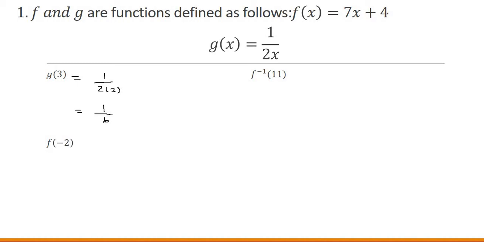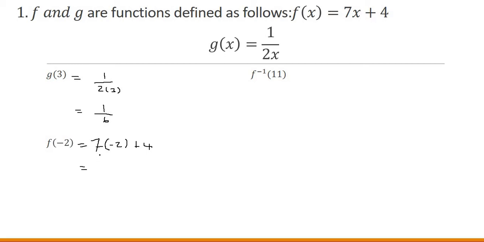For part B, we're asked to find f of negative 2. What this is saying, substitute negative 2 into the function f of x. So we know that f of negative 2 is going to equal 7 times x. But instead of writing x, we must replace x with negative 2 and put back our plus 4. All we need to do is to simplify this and we're finished.